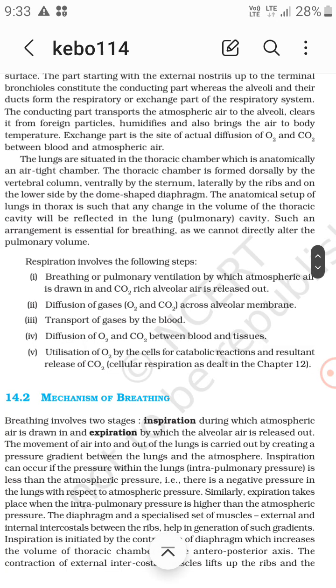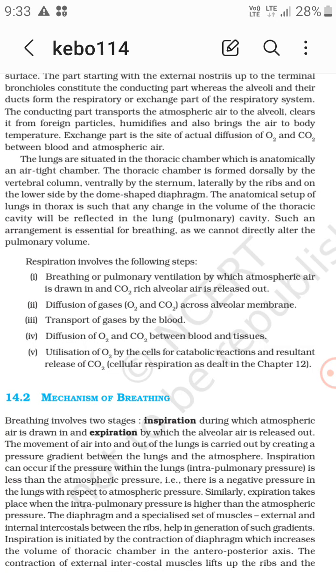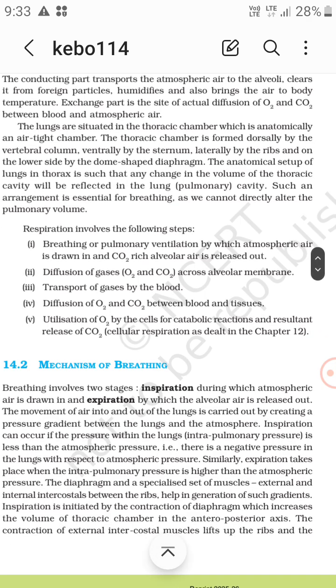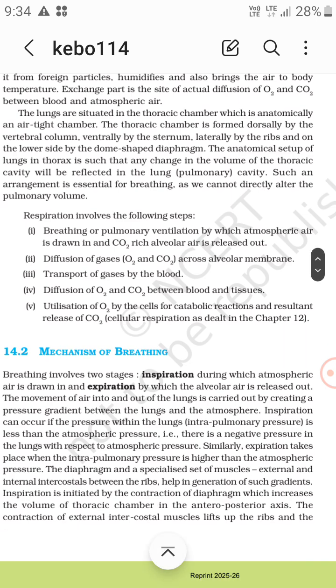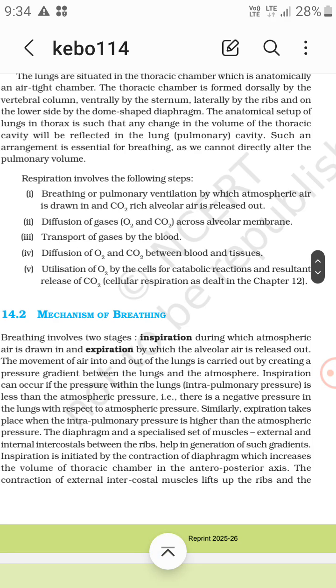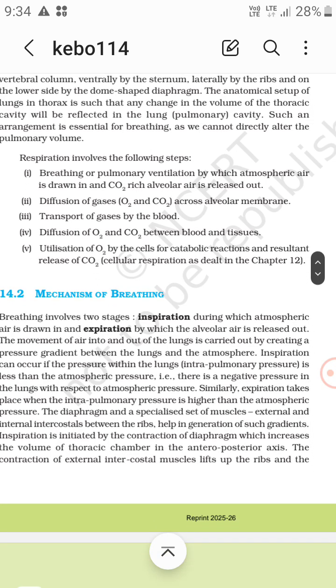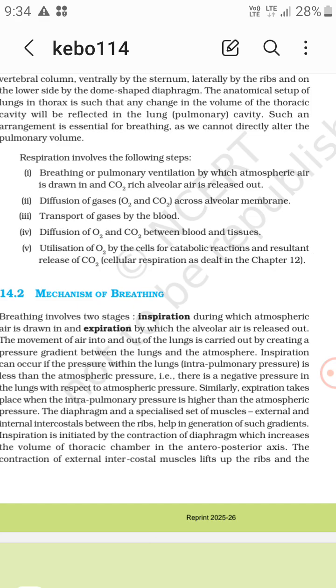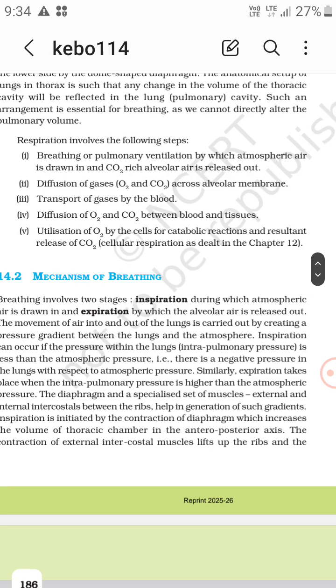Now respiration involves the following steps. What is respiration? It is called breathing. What is breathing? It is the exchange of O2 and CO2 between the atmosphere and the body. The first step is breathing or pulmonary ventilation, by which atmospheric air is drawn in and CO2-rich alveolar air is released out. Second is diffusion of gases O2 and CO2 across the alveolar membrane. Third is the transport of gases by the blood, and fourth is diffusion of O2 and CO2 between blood and the tissues. The fifth stage is the utilization of oxygen by the cells for catabolic reactions and the resulting release of CO2, that is cellular respiration.